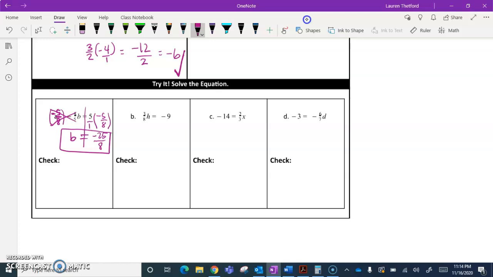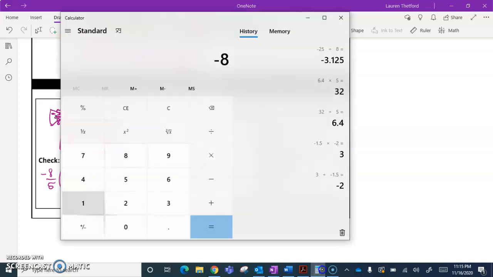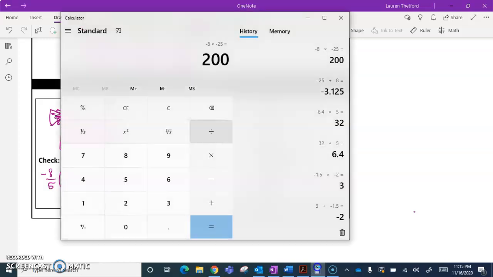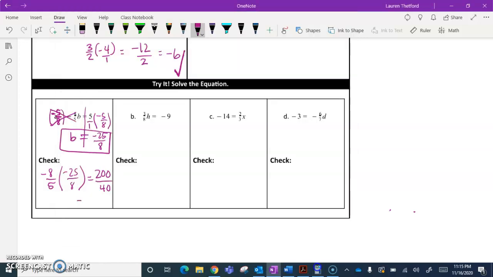So we have to plug it back in. If we did this correctly, wherever that b was is now negative 25/8. And if we did it right, then we should get a 5. So negative 8 times negative 25 gives us 200. 5 times 8 gives me 40. And then 200 divided by 40 gives me 5.